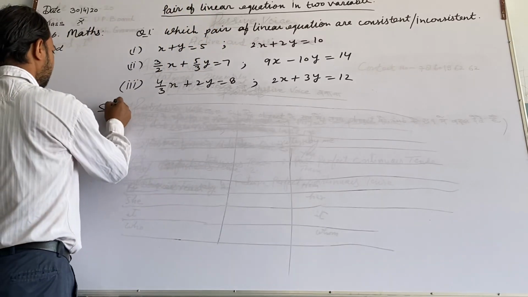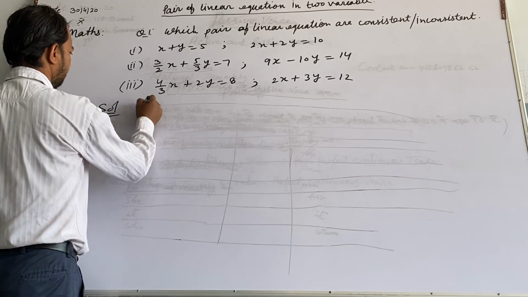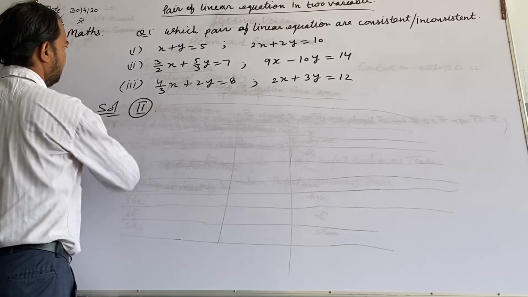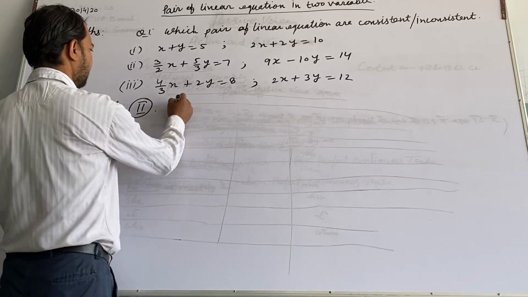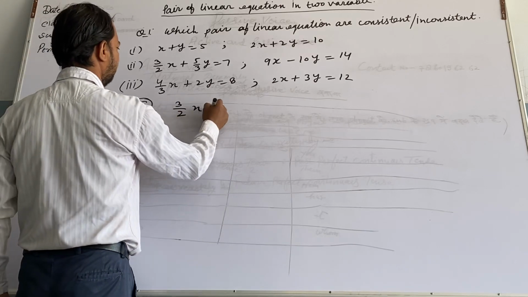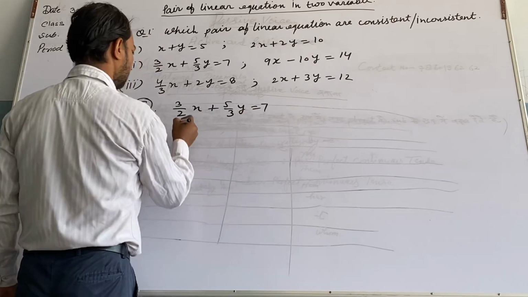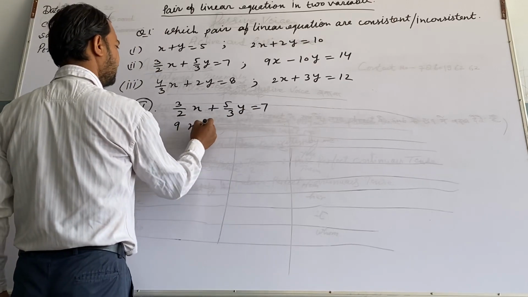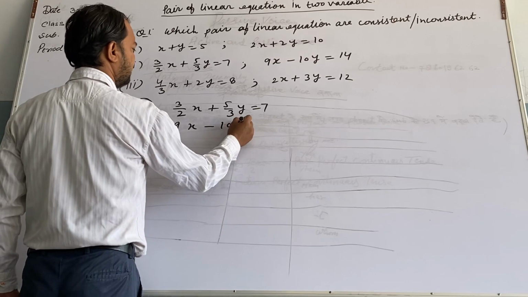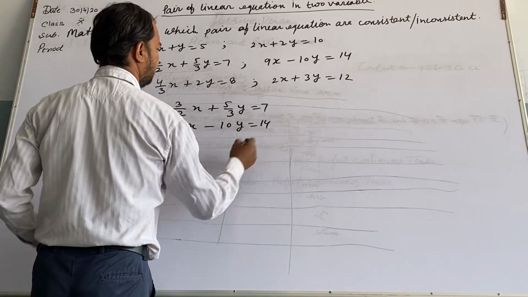Now solve the second. I am going to solve only the second. What is the second? 3 upon 2 x plus 5 upon 3 y equal to 7. Now write it below this: 10y equal to 40.